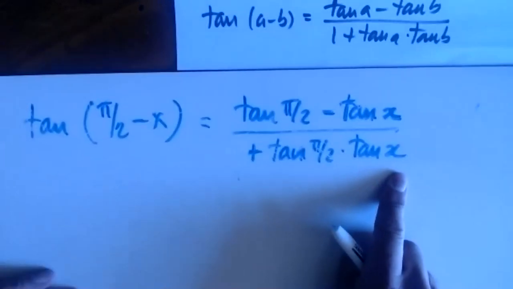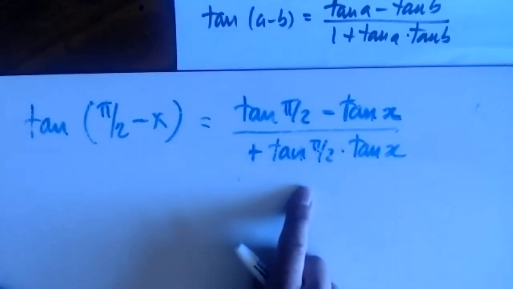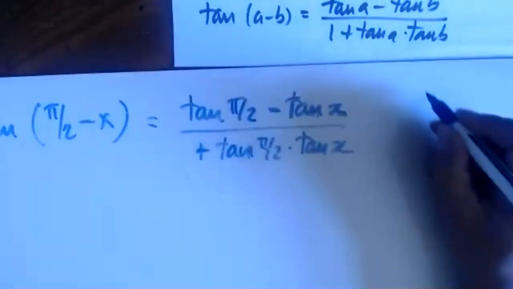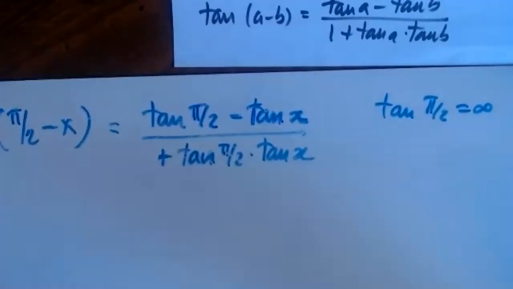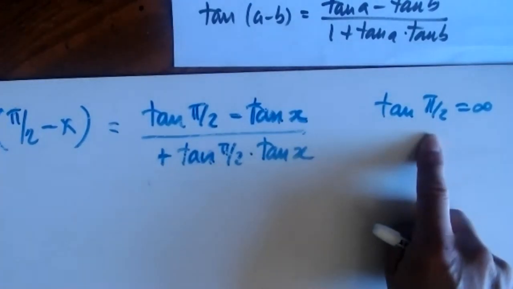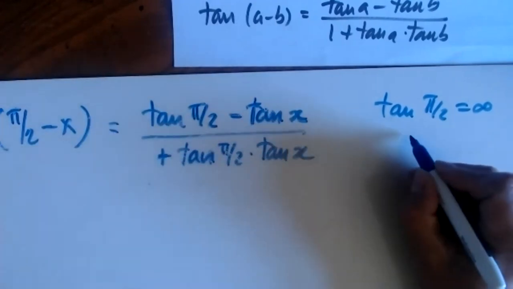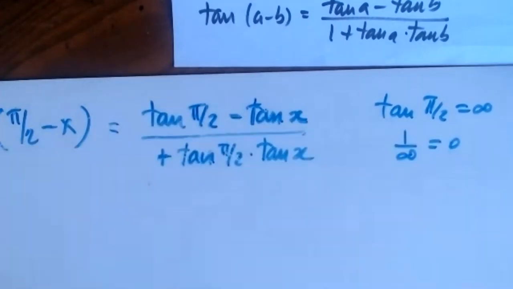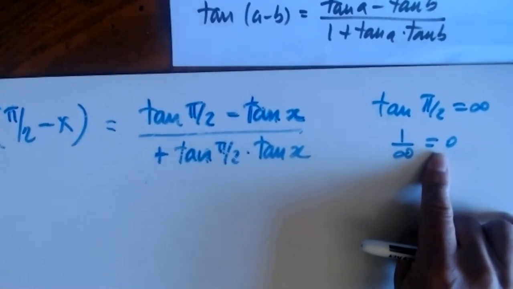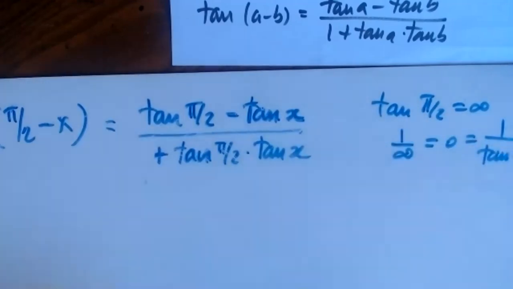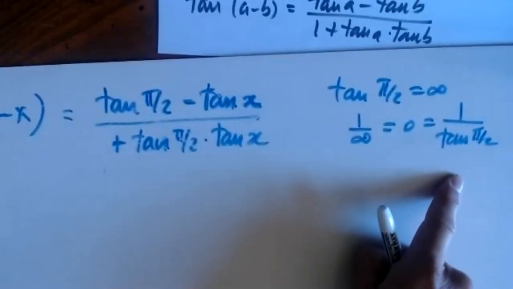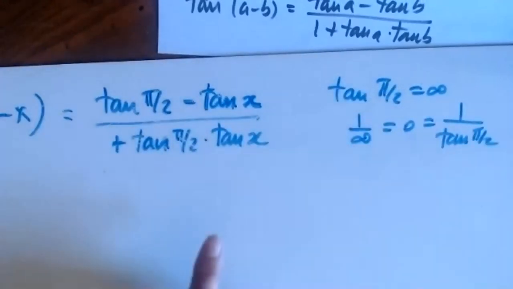So what is going to happen in this case? This is going to be the trick. I know that tangent pi over 2 is undefined, infinity. So I know that tangent pi over 2 is infinity, but I also know that 1 over infinity is 0, so this is a number we can handle. And this is going to be 1 over tangent pi over 2. This is a trick we're going to learn today. If you have something that is undefined, try to switch it.